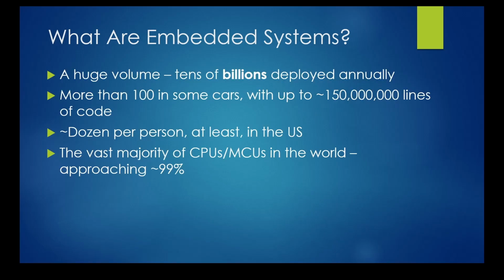The production volume of microcontrollers, or MCUs, that are at the core of every embedded system continues to grow. Right now, it is already at the tens of billions annually. A modern car has dozens of embedded systems in it, with some surpassing 100 MCUs. In some cases, the joint count of lines of code in such a car amounts to around 150 million lines of code. For every person in the US, there are roughly a dozen systems out there. Embedded MCUs dominate the CPU world, with close to 99% of CPUs actually being embedded MCUs.